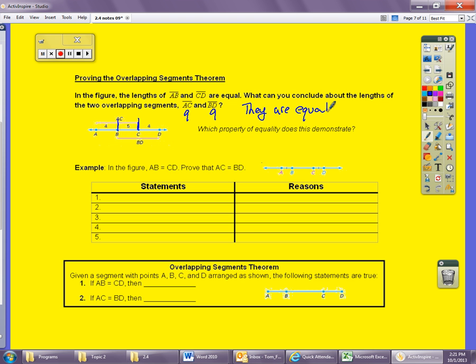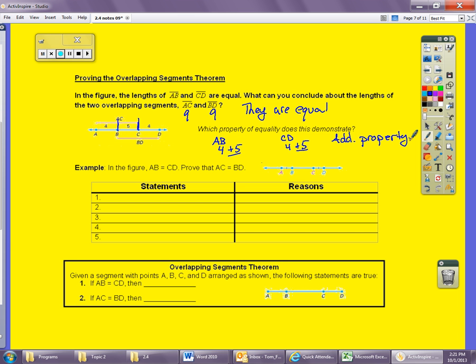Now, any idea which property demonstrates this? What we're doing is we are taking AB, which is 4, and adding 5 to it. Then we had CD, which was 4, and we're adding 5. Since we're adding 5 to both sides, that's our addition property. The property we're really using is the addition property because we're adding 5 onto both sides.